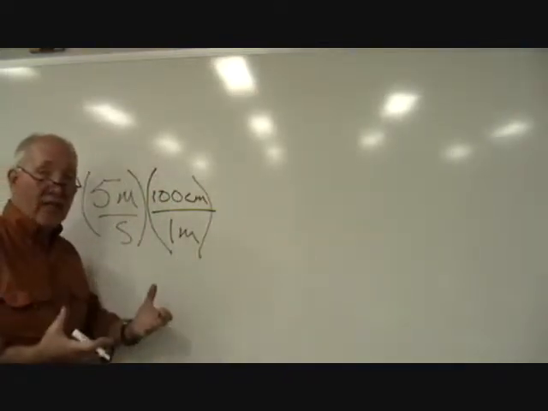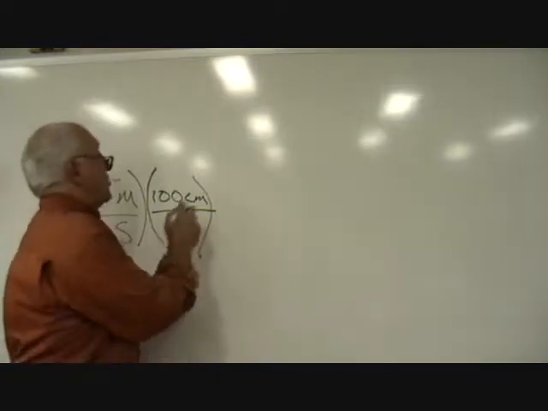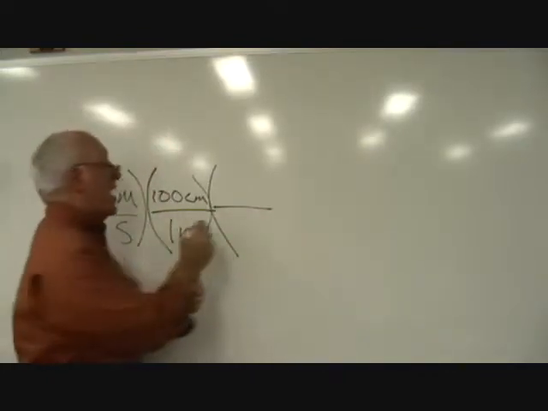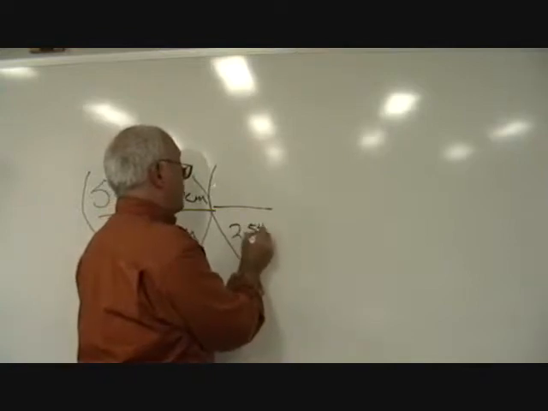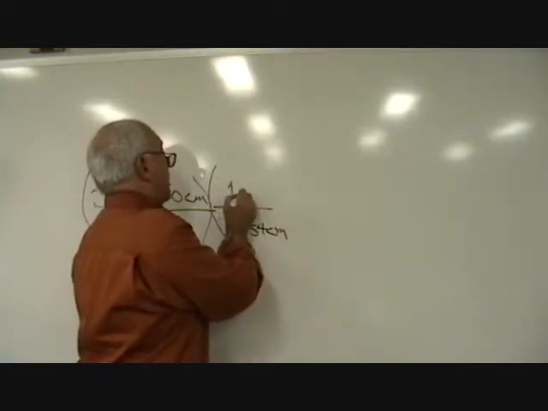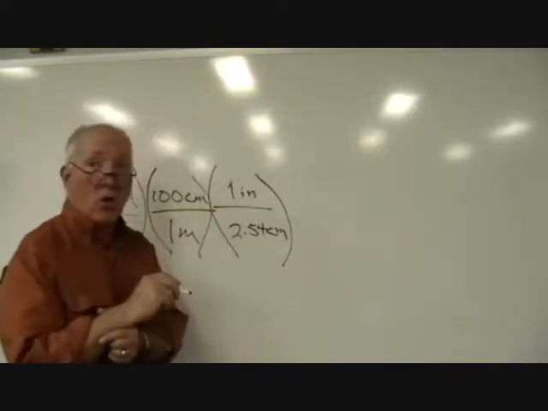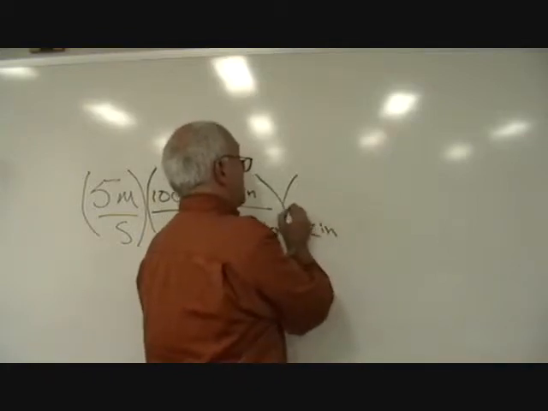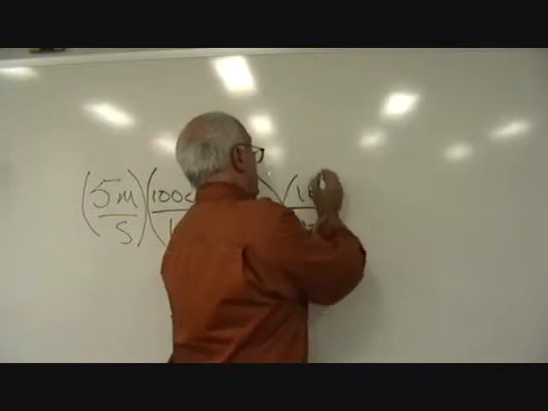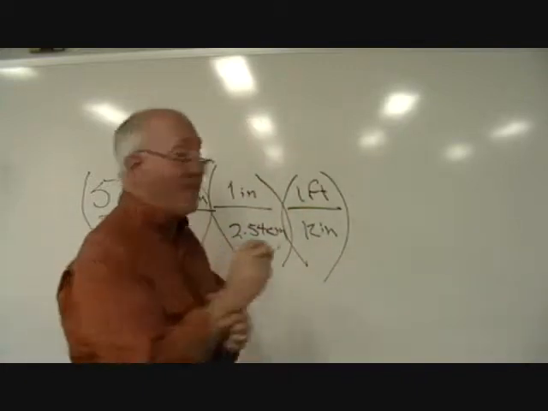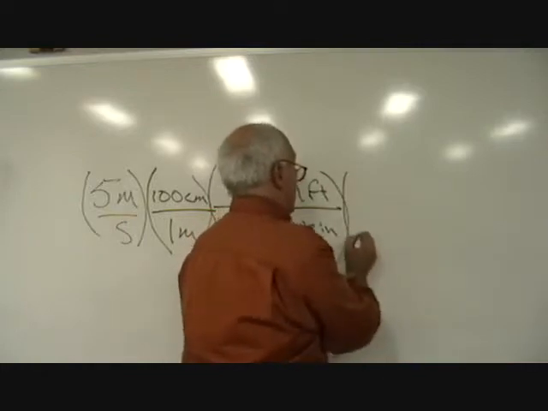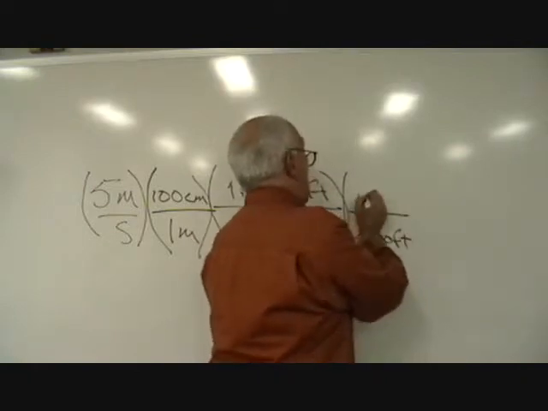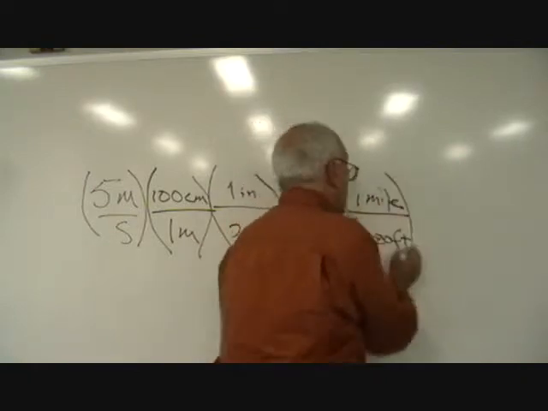Now we can start to relate our centimeters to our inches. So I want to get rid of the centimeters. Centimeters is now on top, I want to put it on the bottom. I know that 2.54 centimeters equals 1 inch. I want to get rid of inches, I know that 12 inches equals 1 foot, and I know that 5,280 feet equals 1 mile. We're almost there.